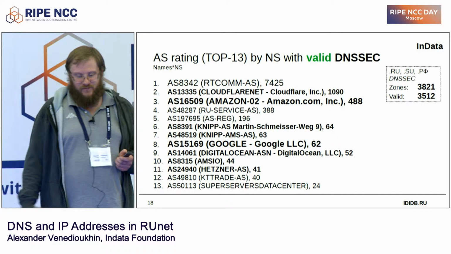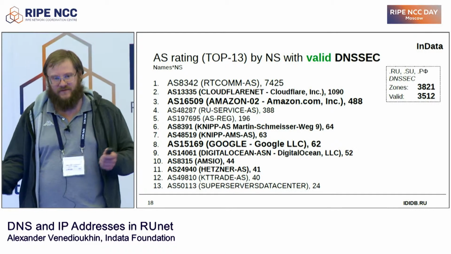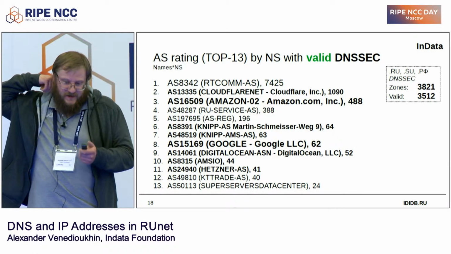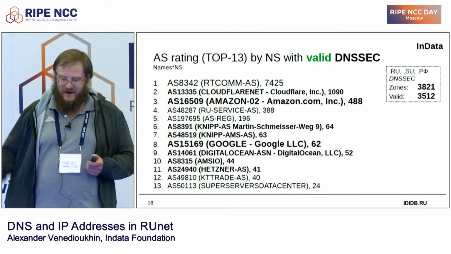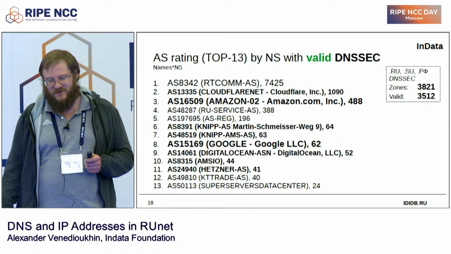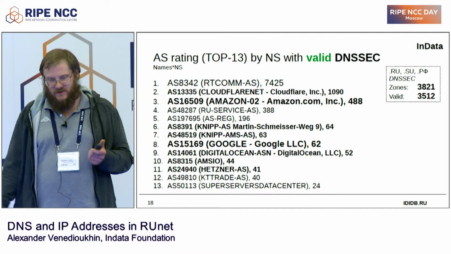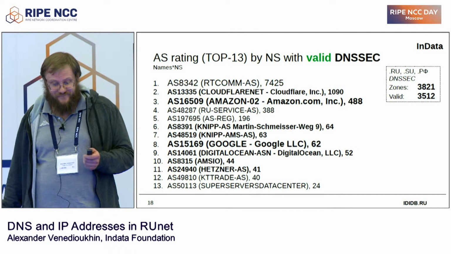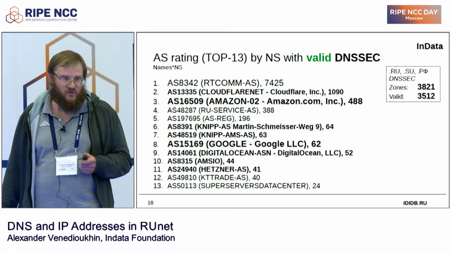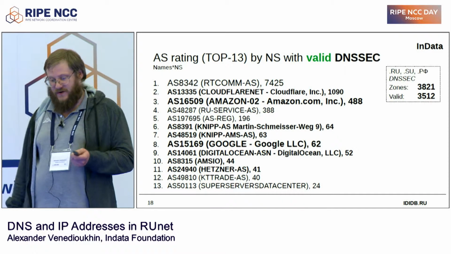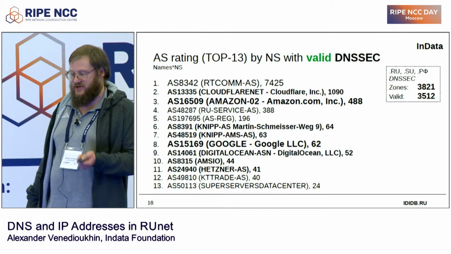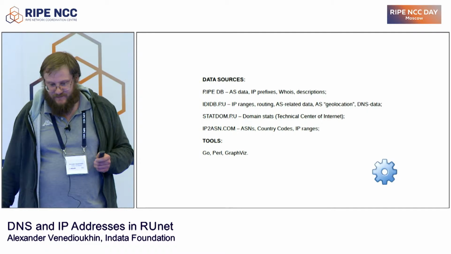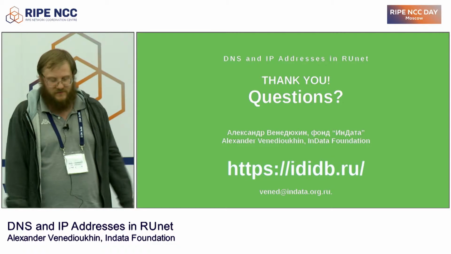RT-COM AS is in the first place of this rating. The reason being many hosting providers use this autonomous system. The equipment is in the data centers, and DNSSEC is provided through those authoritative service. Cloudflare, I think you know how much they support DNSSEC. Amazon is a curious case. Amazon has its own service, Route 53, which is a DNS hosting, but it does not enable DNSSEC. However, many keep virtual instances with Amazon where they place authoritative service that do support DNSSEC.